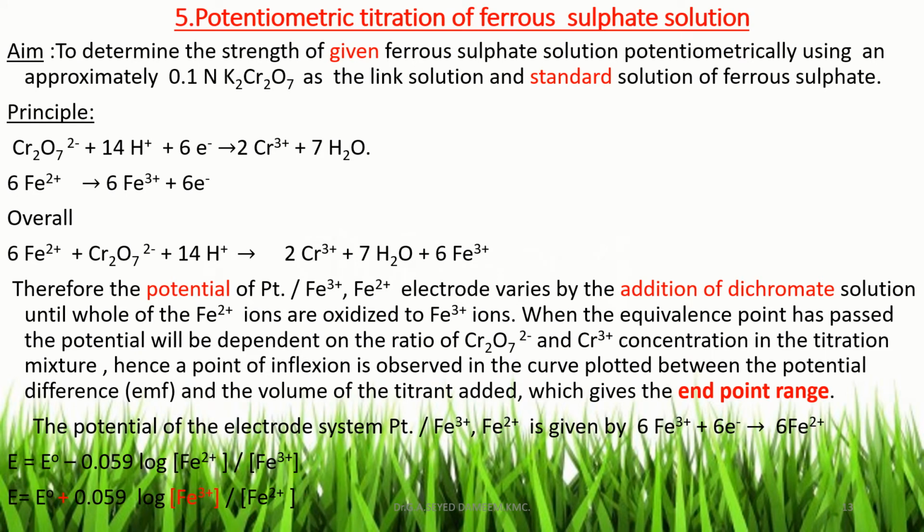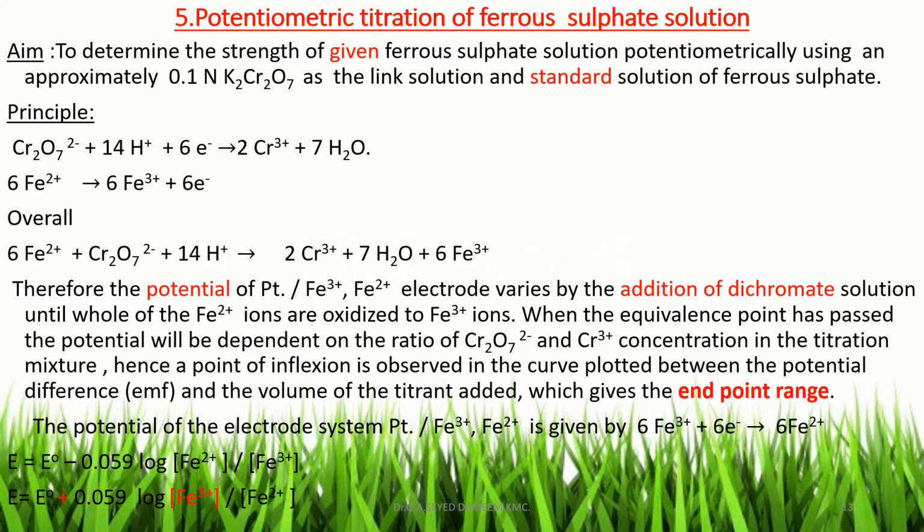Aim of the experiment: to determine the strength of the given ferrous sulfate solution potentiometrically, using an approximately 0.1 normal potassium dichromate solution as the link solution and a standard solution of ferrous sulfate. Here two solutions are given. One is a standard solution of ferrous sulfate, another is the given solution of ferrous sulfate, and potassium dichromate of approximately 0.1 normality is also given.